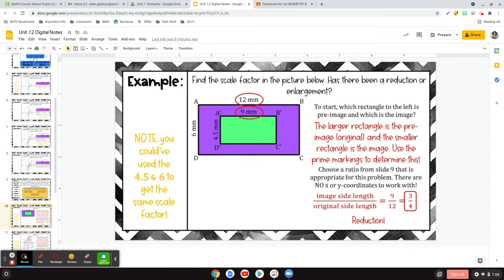Well, 3/4 is not a number bigger than 1. So we know that this is a reduction by 3/4. Pretty simple. Also, I want you to note that we could have used 4.5 and 6, and we would have gotten the same thing, just 9 and 12 are easier to work with.